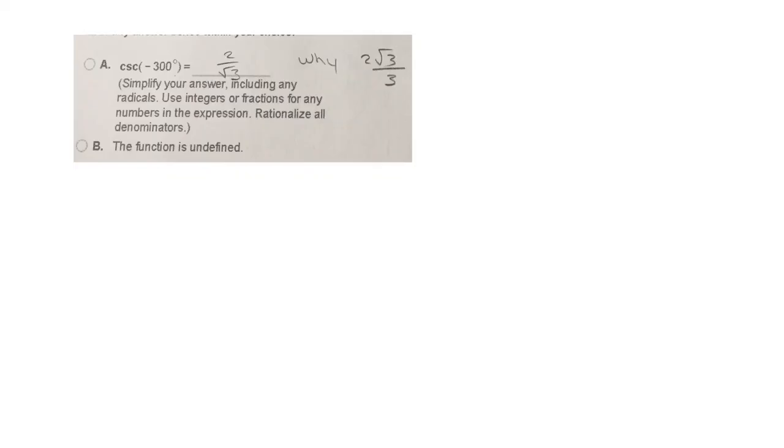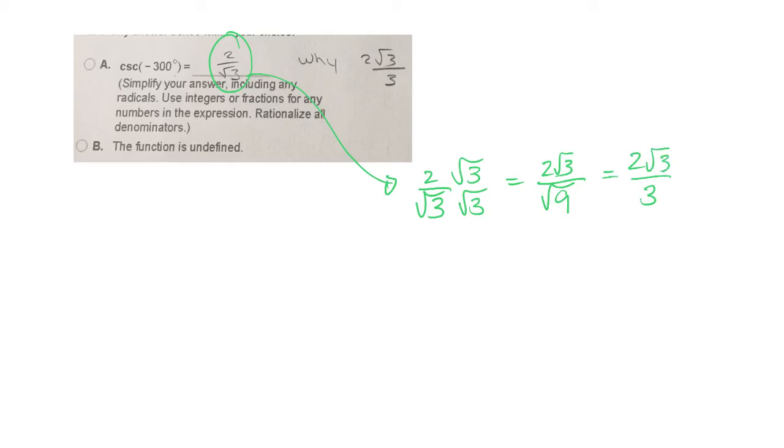The other question you had is this one, and your answer came out to 2 over root 3, and that is perfectly correct. But again, root 3 on the bottom is typically frowned on. So if you multiply top and bottom by root 3, you get 2 root 3 on the top over the square root of 9, but the square root of 9 is 3. So you get 2 root 3 over 3. That's why it's that.